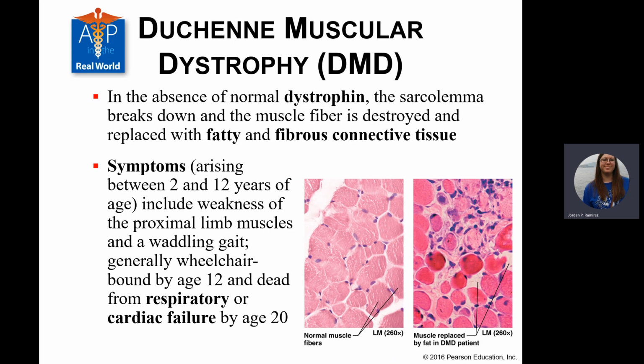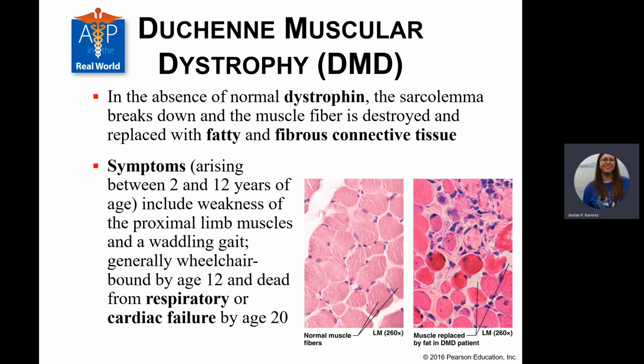Symptoms typically arise between the age of 2 and 12 years old, typically younger, and they include weakness of the proximal limb muscles and typically a waddling gait if they're able to walk at all. Generally, they're all wheelchair bound by the age of 12 and dead from respiratory or cardiac failure between the age of around 20 to 30, it depends.